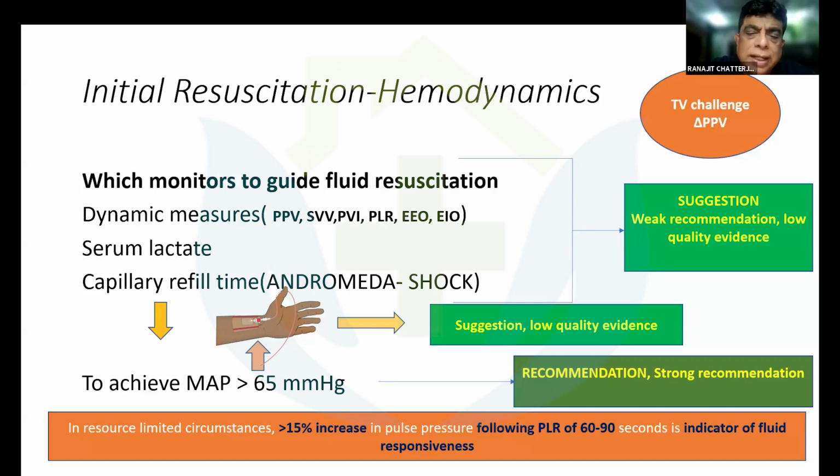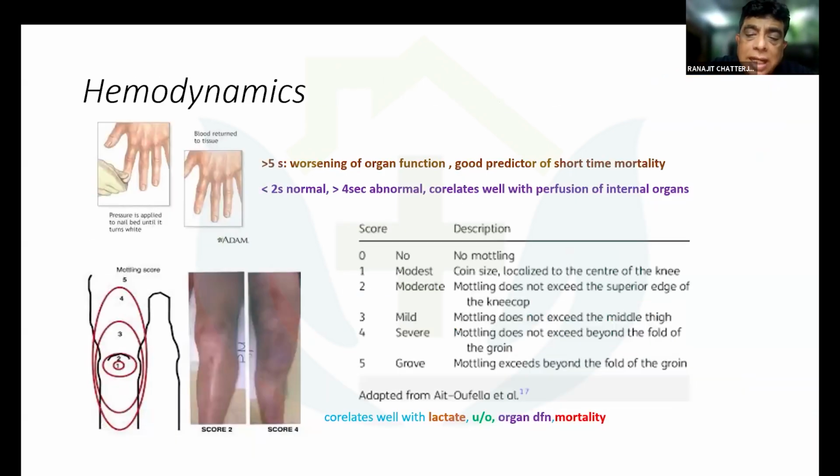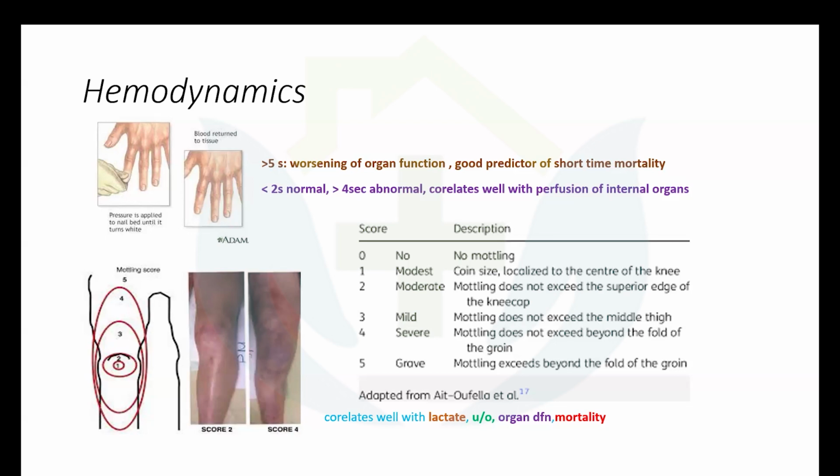So I have to go for my PLR. I have to see the change. And in resource limited circumstances, even a change of more than 15% in the pulse pressure, pulse pressure, not variation, after a PLR of 60 to 90 seconds, means the patient might be fluid responsive. So we can also see the skin mottling that we have seen. That is also there, which correlates well with lactate, urine output, organ dysfunction, and mortality.